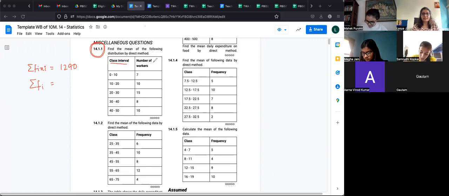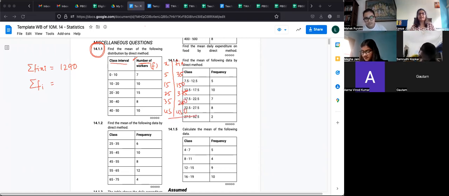Okay, so let's see. So this is F, number of workers, number of जहाँ भी आएगा ना, that's basically your frequency because number of times 0 to 10 repeat हो रहा है, that's 7. X का values क्या आया? 0 to 10 should be 5, 15, 25, 35, 45. So FI will be 7 5s are 35. This will be 150. This will be 375. Yeah, 280, 450. Okay, so add it up.